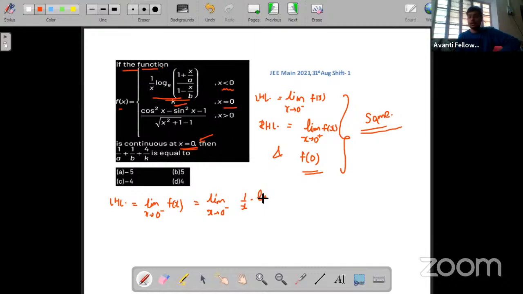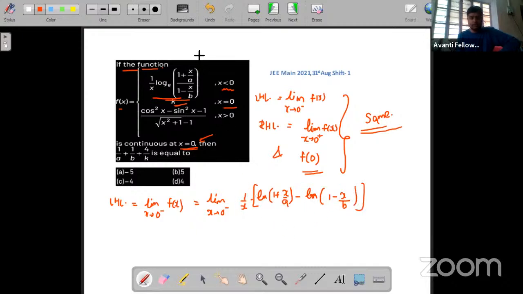So I can use log property. I'm writing log m minus log n. So ln(1 plus x upon a) minus ln(1 minus x upon b). Clear? इतनी बात तो क्लियर है.